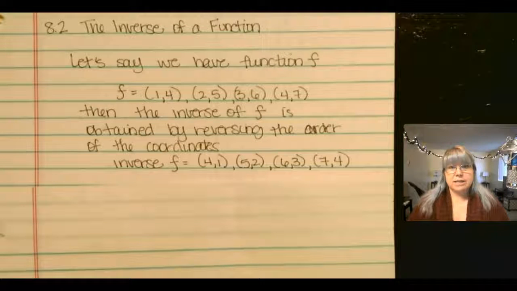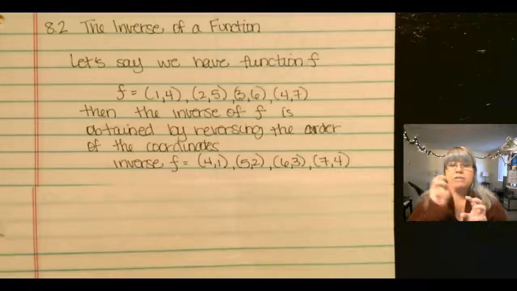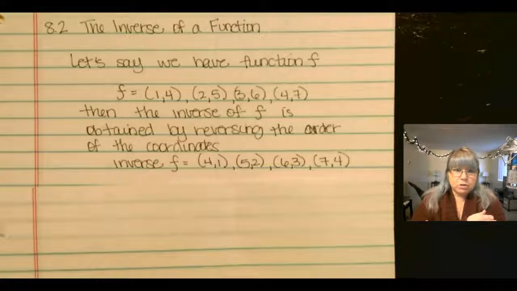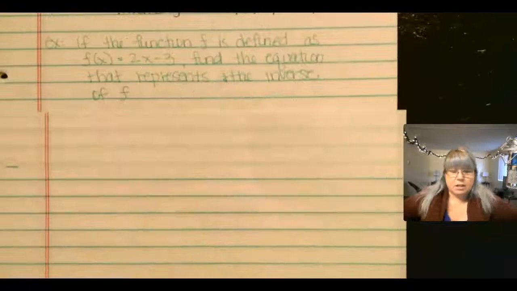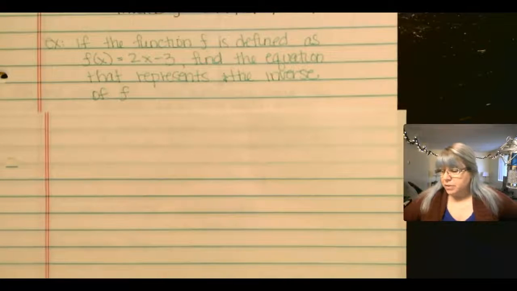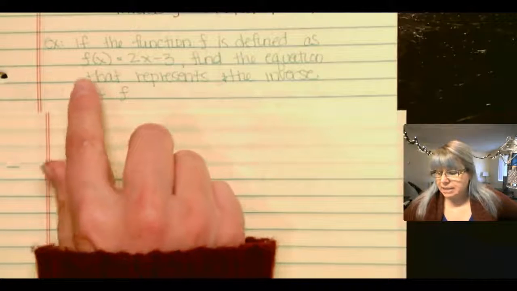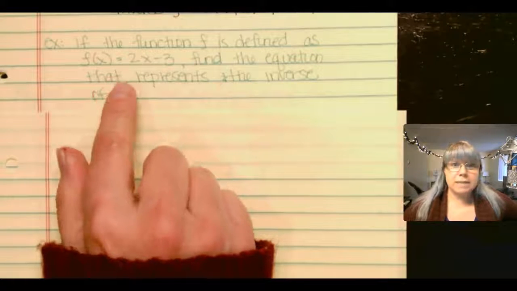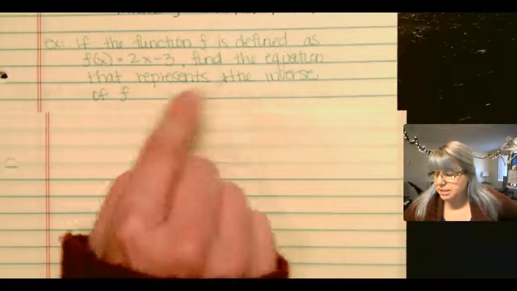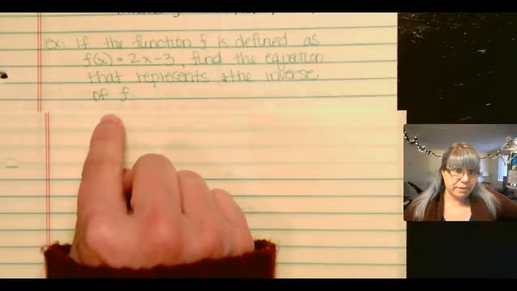We're given a function as in something like y equals mx plus b. Well, how do you flip it? How do you know every single point and change the order of those points? So let's work through a problem and see how we're going to do it. So if a function f is defined as f of x equals 2x minus 3, we want to find the equation that represents the inverse of f.